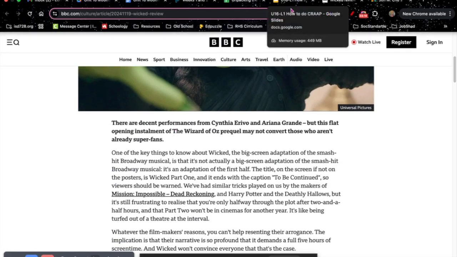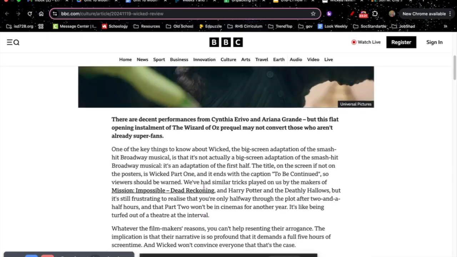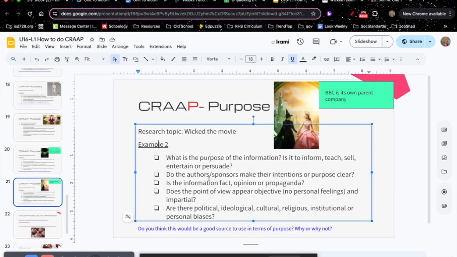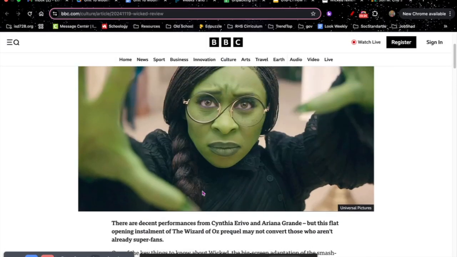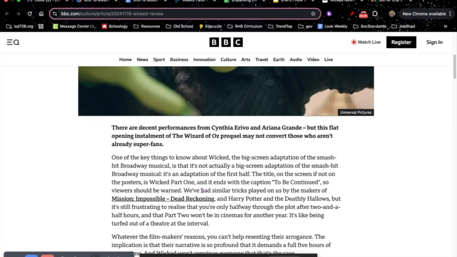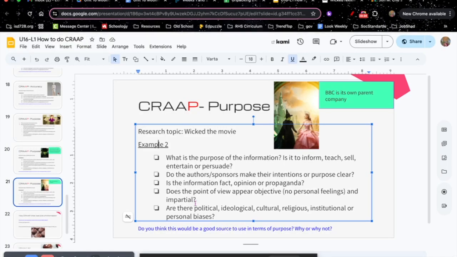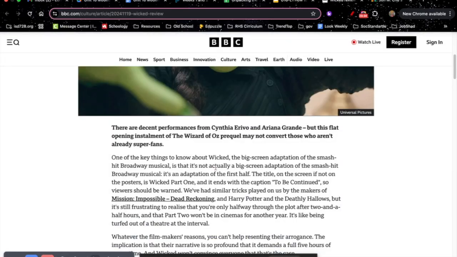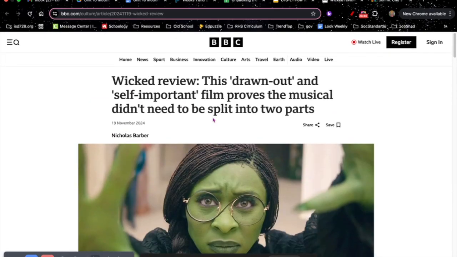All right, so again, for the sake of time, let's pretend that I read this all. So, what is the purpose of this information? Is it to inform, teach, sell, entertain, or persuade? Part of it is to entertain, part of it is to persuade. Should I see it? Shouldn't I see this movie? Do the author or sponsors make their intention or purpose clear? According to that title, it sounds like this Nicholas Barber didn't really like the film too much.